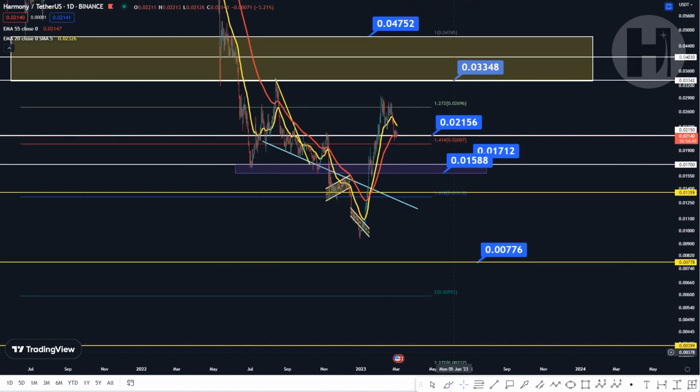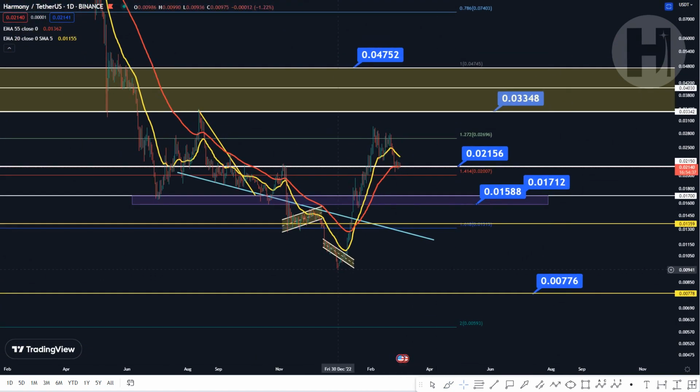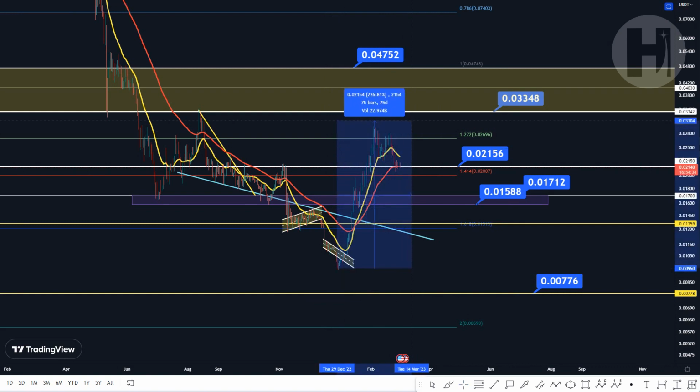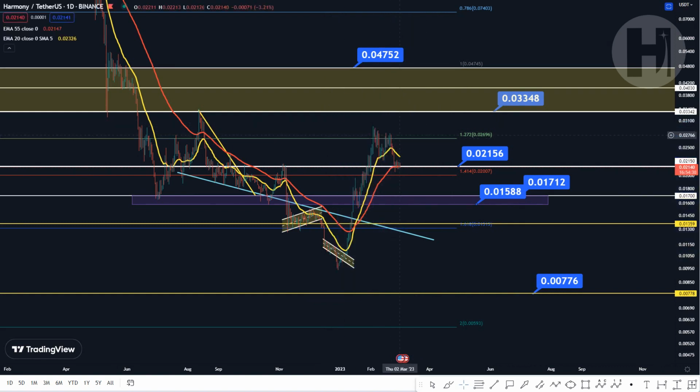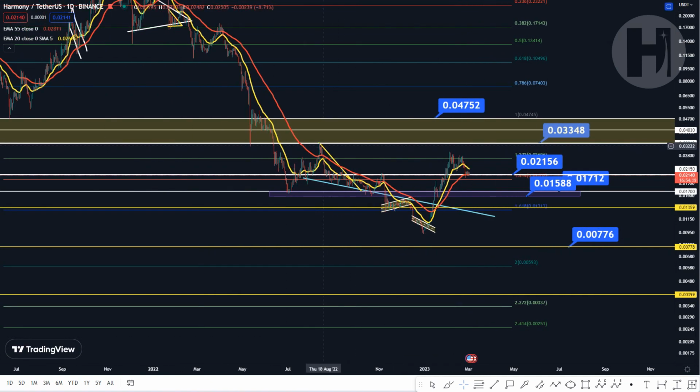So if we zoom in to the daily, you can see that we had quite the move to the upside since our little bottom here in January. And we've moved up 3x since that, and we ran into the 1.272 Fibonacci retracement level. And I was really hoping that we would break the August high because that would be a very bullish indicator, as we would be breaking a major resistance level.